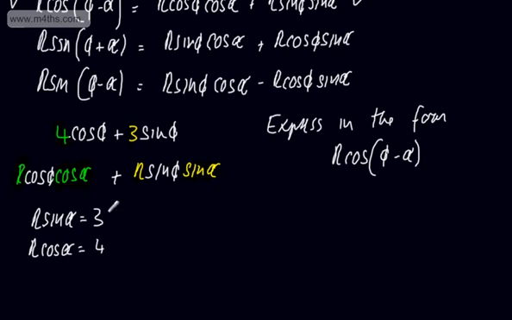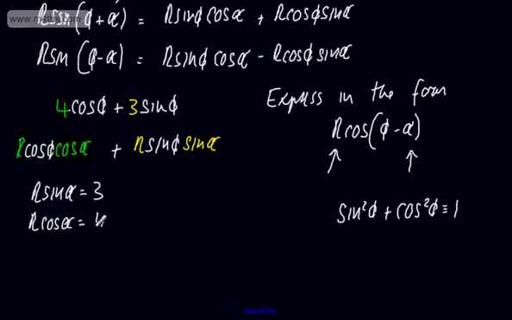Okay, so how do we get r from here? What I'm looking to do in this case is find r and find alpha. If we look here, we've got r sine alpha is 3, r cos alpha is 4. Let's go back to a trig identity. We know that sine squared theta plus cos squared theta is equal to 1. So what I'm going to do is square these and add them.